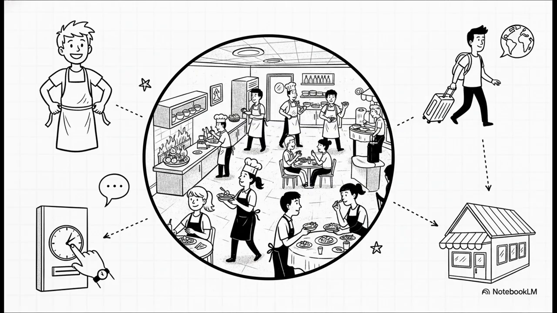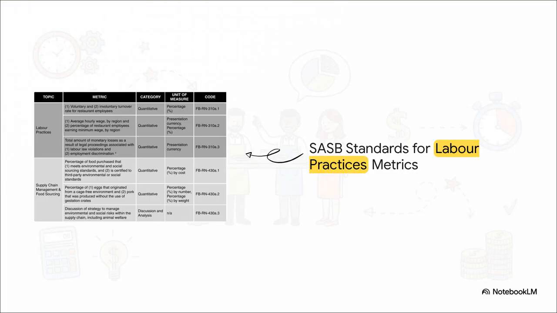And to add a whole other layer to the puzzle, franchise models mean your workers might actually be employed by a third party. When you've got a workforce spread across the map, maybe managed by a dozen different franchisees, trying to ensure consistent labor standards and reporting, yeah, that's a real challenge. But that's exactly where the SASB standards for labor practices come into play, specifically metrics FB-RN-310A.1 and 310A.2. These are pretty much the gold standard for sustainability and operational accounting in this space.